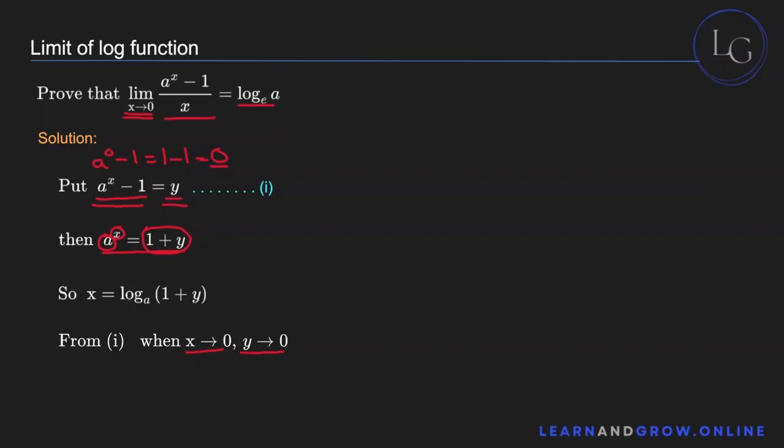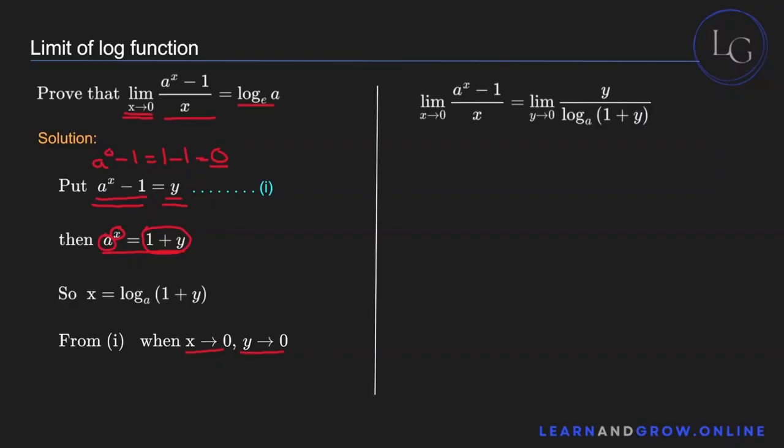Okay? Now that you have this, you can write down this term that was given in the question as this. You replaced a to the power x minus 1 with y because that's what you did in the substitution. And you replaced the denominator x with log a of 1 plus y, with the limit of y approaching 0. Now, you can take this y to the denominator, and in the denominator it becomes 1 over y because anything in the numerator becomes its reciprocal in the denominator.